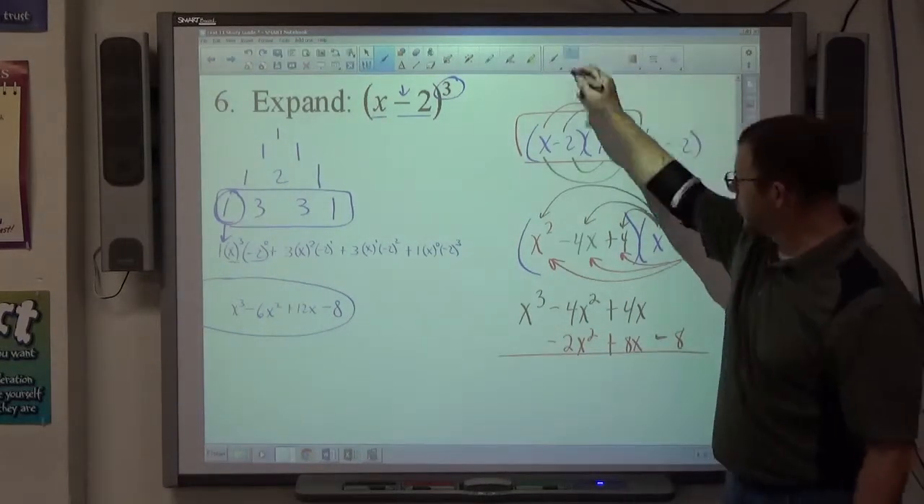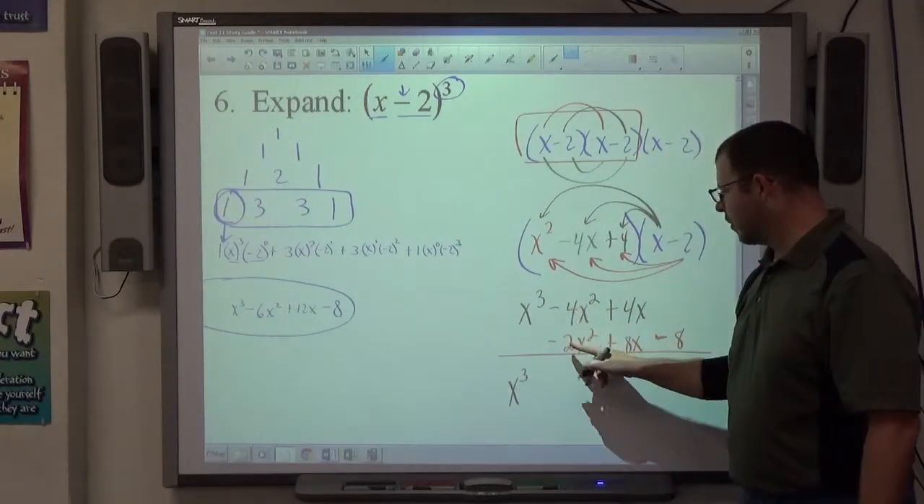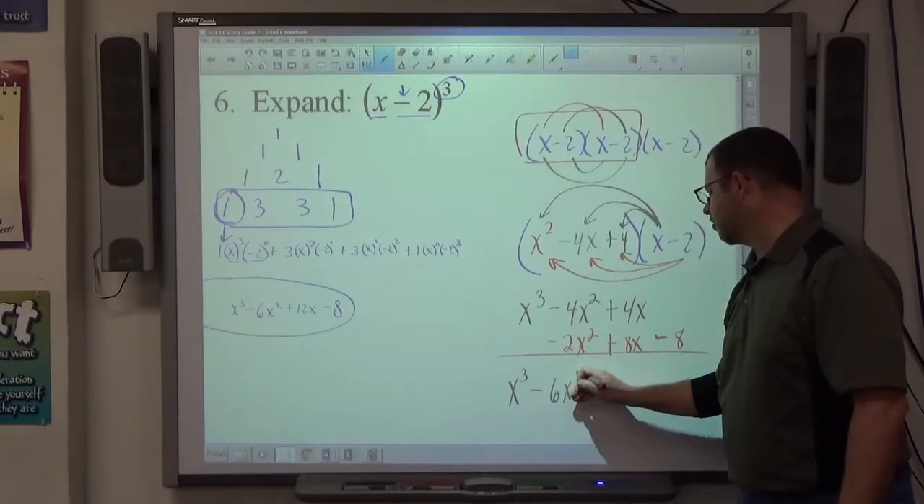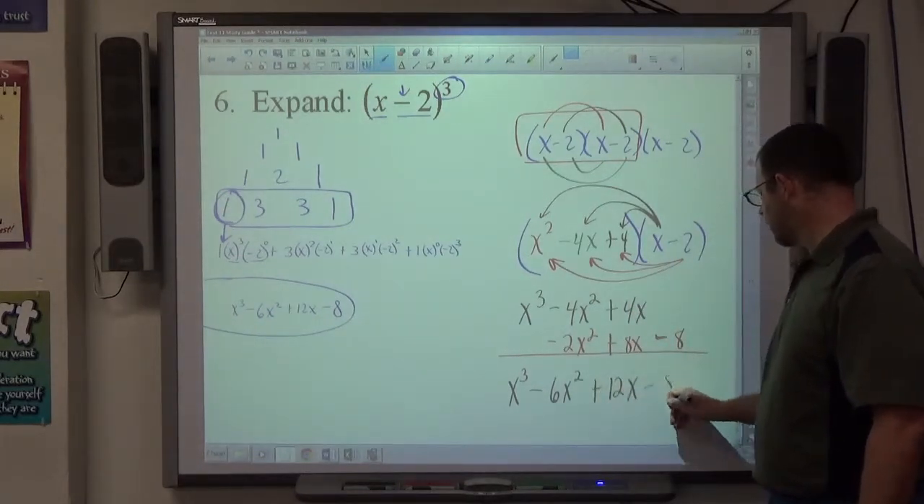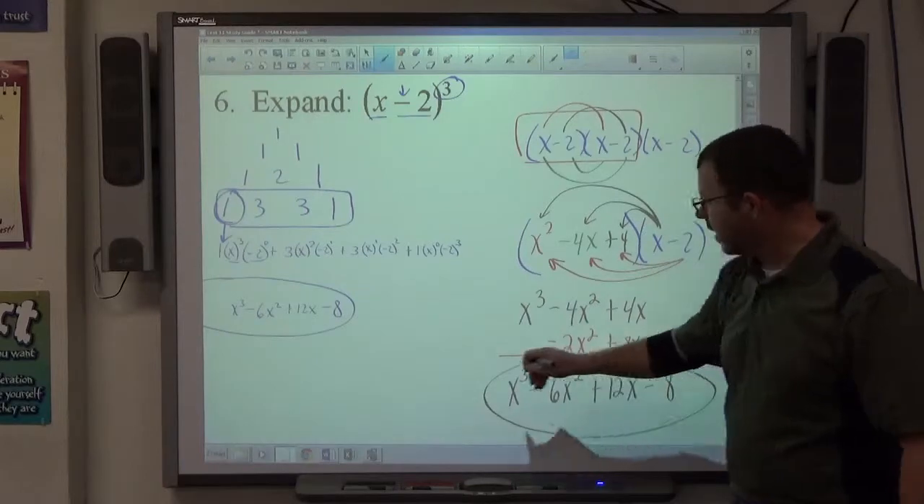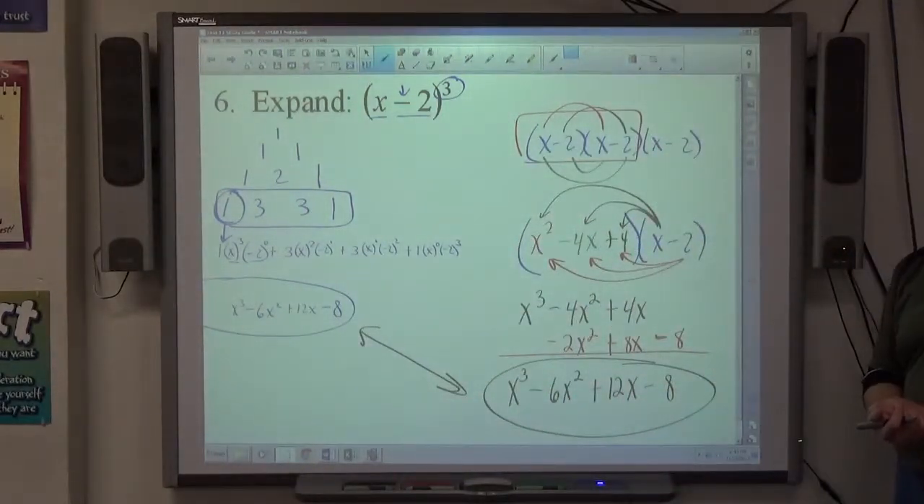Lined up like terms, if I add straight down like terms, x cubed plus nothing. Negative 4, negative 2, add to make negative 6x squared. Positive 4, positive 8, add to make positive 12x. Then minus 8 has no like terms. Get the same result regardless of how you do it. Pick which technique you're better at. Go with it for the test.